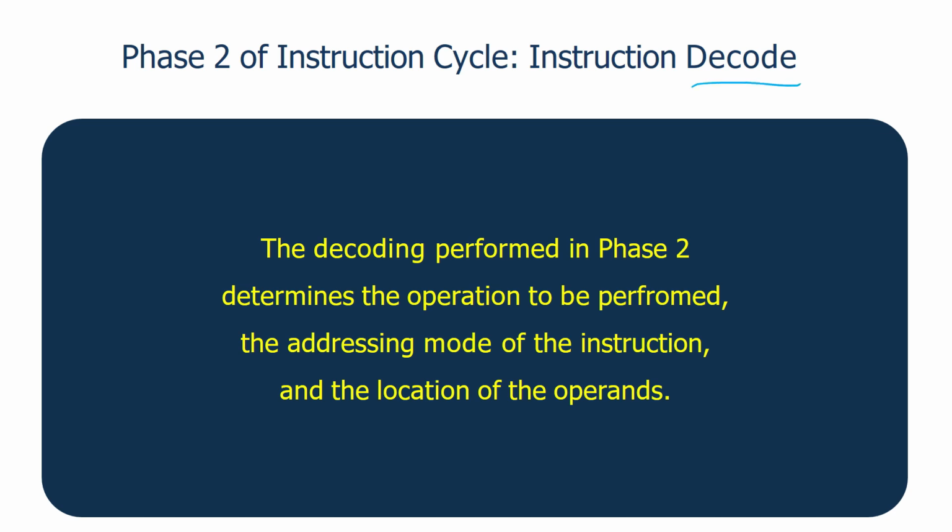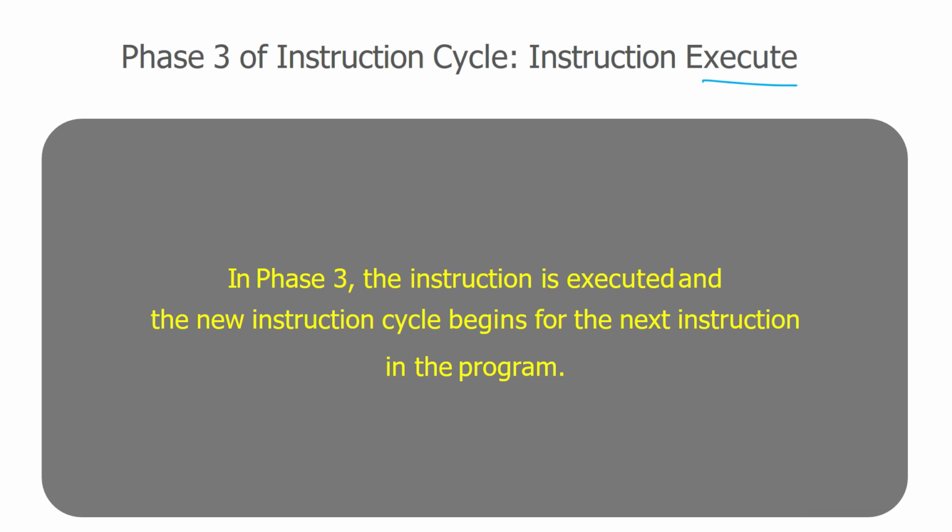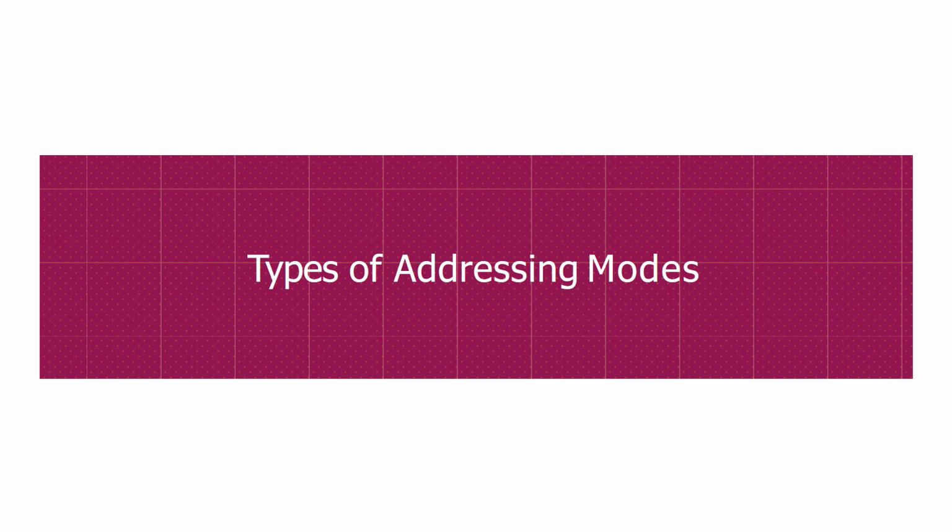Decoding. So the decoding has three functions. It has to determine which operation has to be performed, what is the addressing mode of the instruction, and what is the location of the operands. All these three things have to be done by the decoding phase. So what happens in the instruction execute phase? The instruction is executed, and after the execution the new instruction cycle begins for the next instruction in the program. These two things are done in the execution phase.